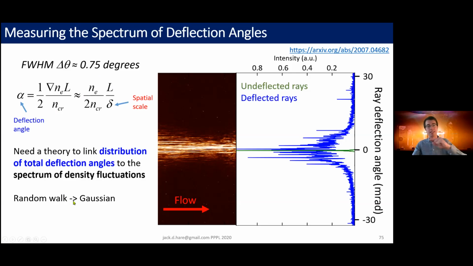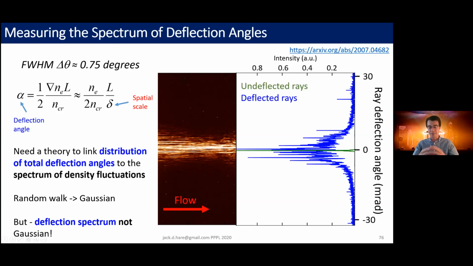As the laser beam passes through the plasma, it's deflected upwards and downwards by density gradients at random. And so you'd expect that this spectrum would look Gaussian at the exit of the plasma. And that's initially what we thought. But when we tried to fit this with a Gaussian, we found that there was significant kurtosis. There were much longer tails than predicted by a Gaussian model.